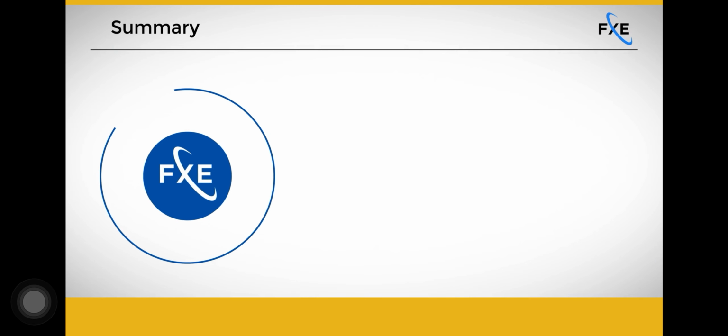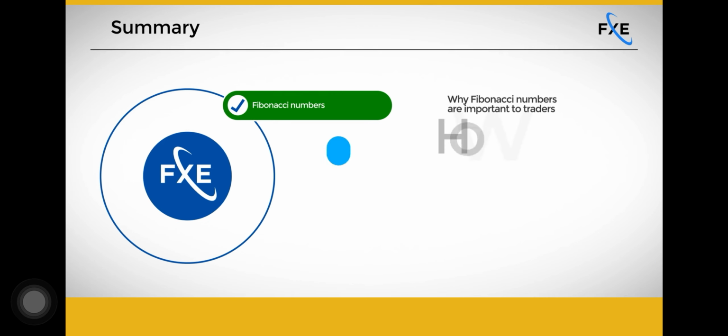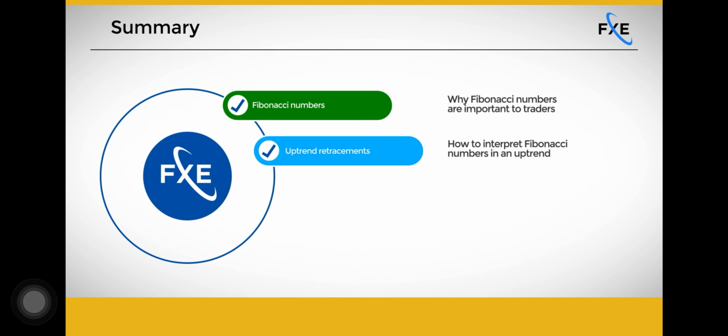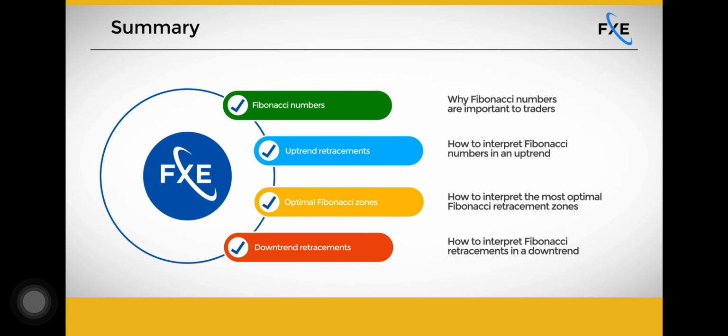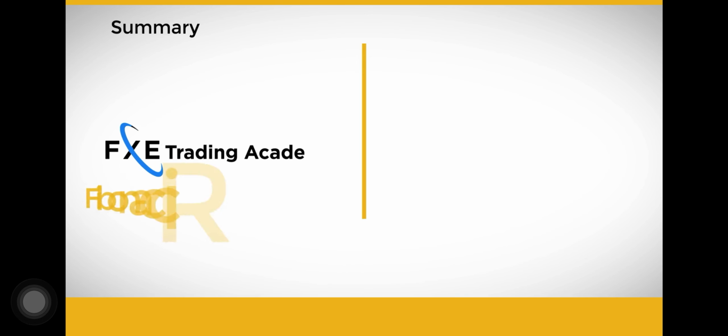In this lesson, we have learned what Fibonacci numbers are and why they are important in terms of trading. We have explored how to interpret Fibonacci retracements in an uptrend. We have explored which are the most optimal Fibonacci retracement zones to trade. And finally, we learned how to interpret Fibonacci retracements in a downtrend. This concludes Module 2 of the Technical Analysis Masterclass, Charting Techniques.